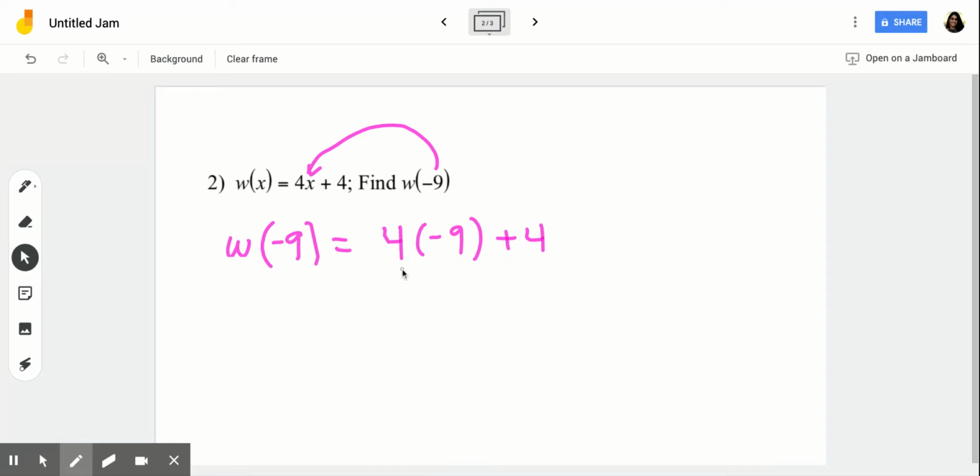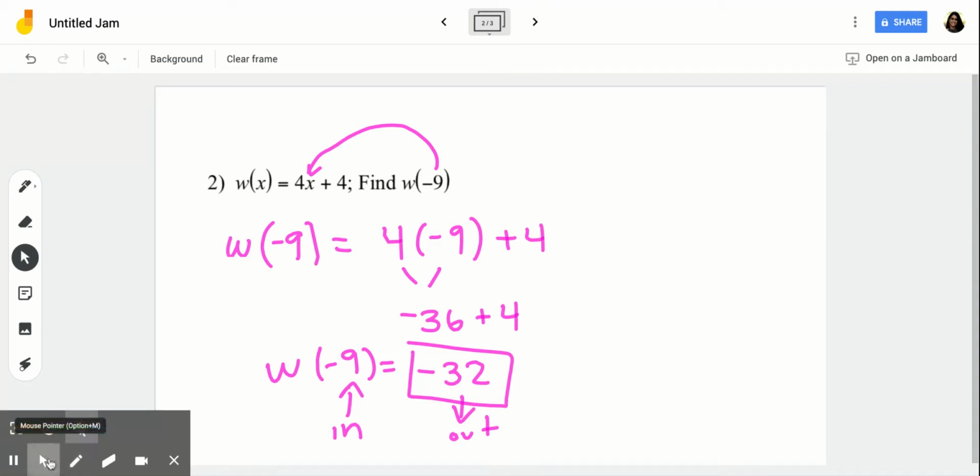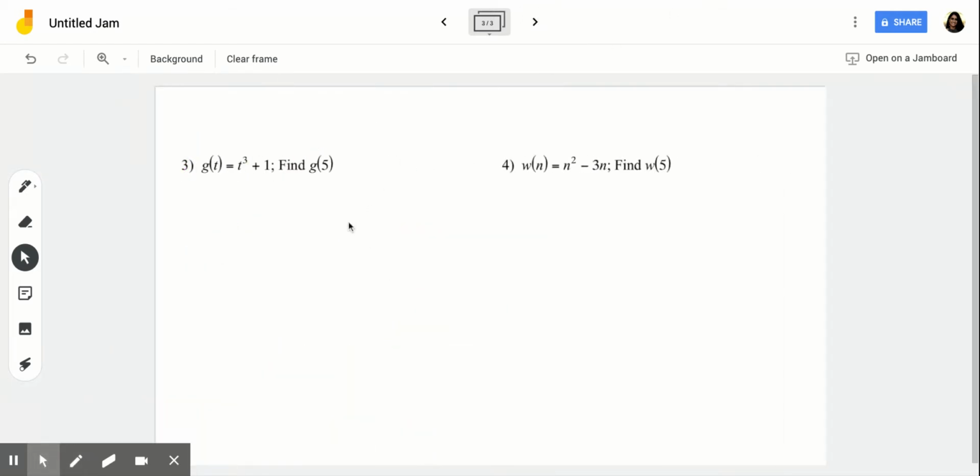Order of operations says do this first. 4 times negative 9 is negative 36 plus 4. Negative 36 plus 4 is negative 32. This is the answer we need to box in and highlight. So why do I write back this part? It's function notation. This tells me if I put in a negative 9, I get out a negative 32. And this is the part that you would highlight and box in. And notice this is the kind of work I want you to show so that I understand that you didn't just guess the answers. Okay, the last 2 I'm going to do are number 3 and 4.